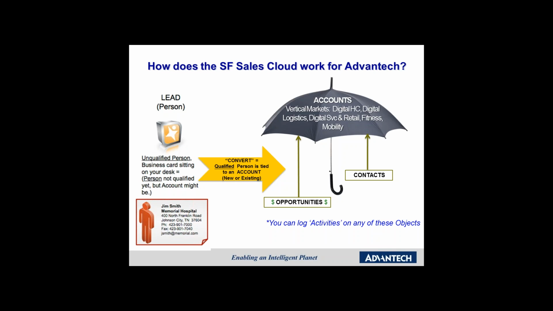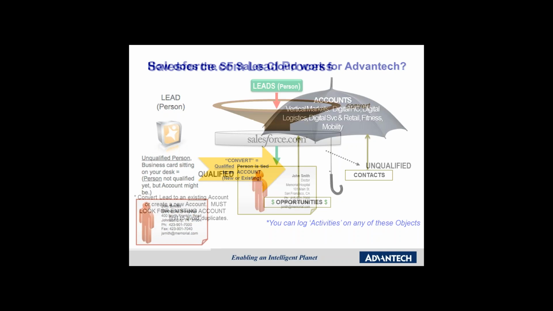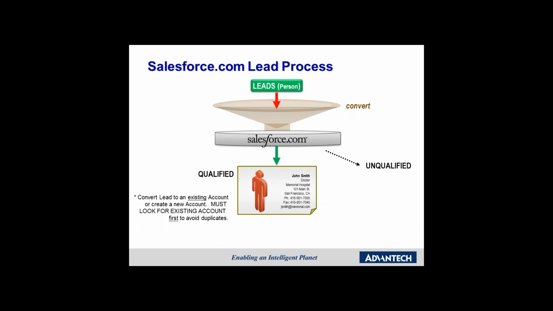So you can log activities on any of these objects, whether they're a lead, an opportunity, a contact, or an account. You can log like, hey, I called Jim Smith from Memorial Hospital, and he's interested in a POC. He wants to get an evaluation. So you can convert Jim Smith from, say, an URSA trade show, and you can convert him over to an opportunity and create an account for Memorial Hospital.